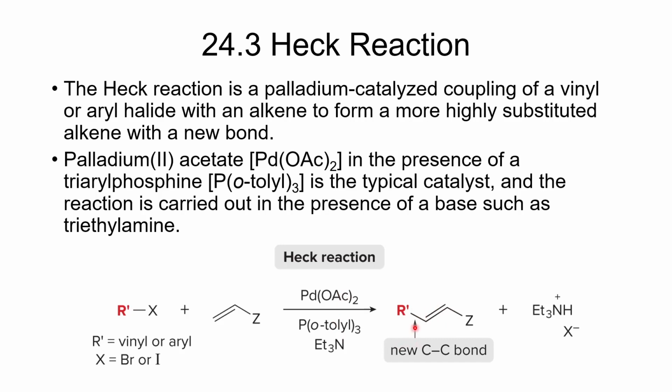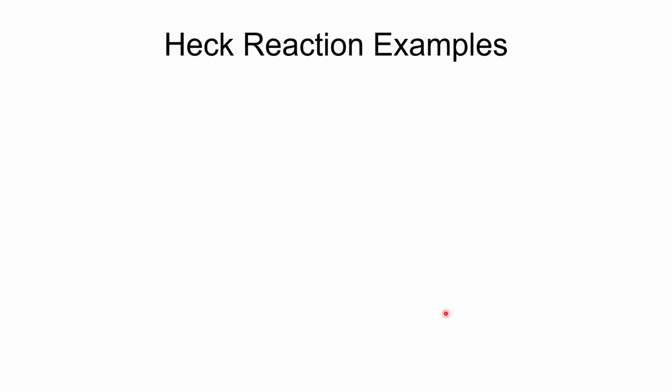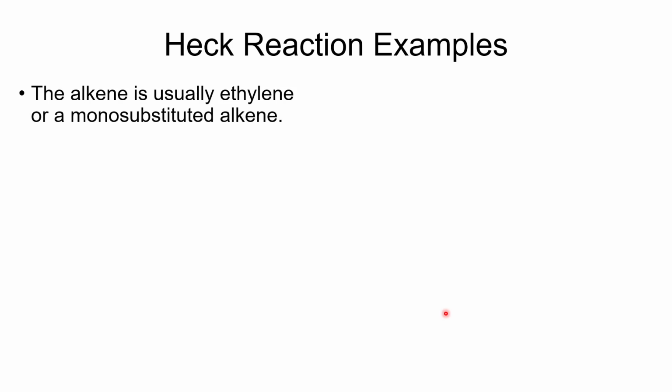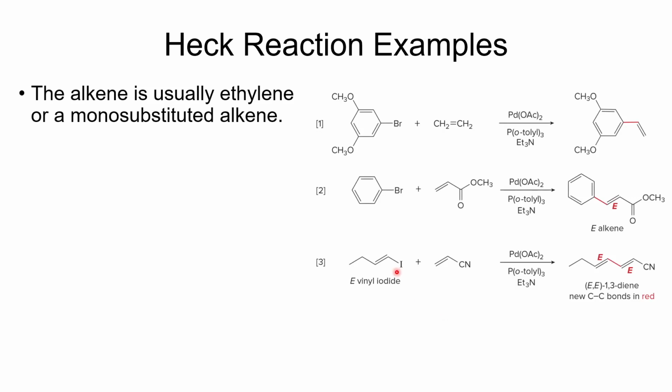And so we can get a new bond between this carbon and the carbon that is on the end here, and we get that. Again, it's really cool, and not necessarily what you would expect just looking at it. So the alkene can either be ethylene or a monosubstituted alkene. So here are a couple of examples. Your halide needs to be either an aryl halide or a vinyl halide.